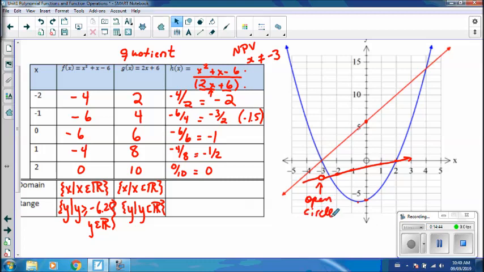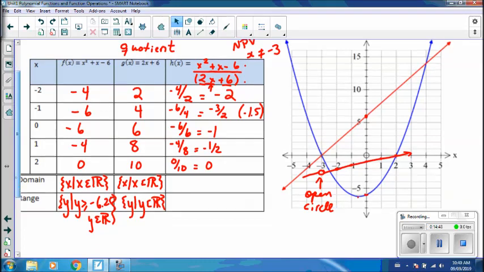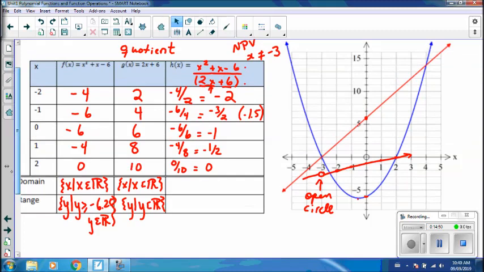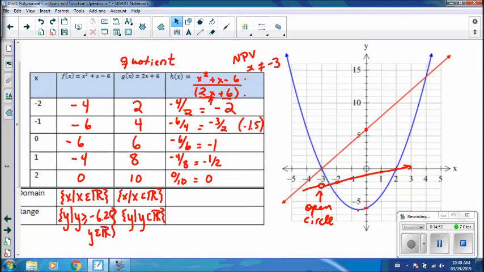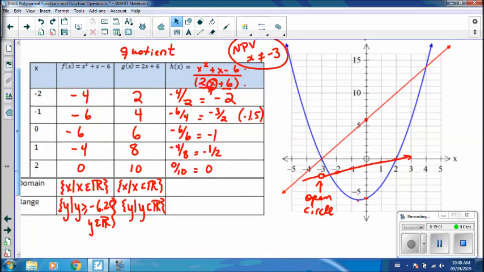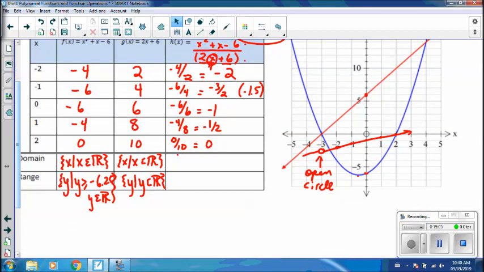So this is going to affect the domain now. That's the one difference between the product one and the quotient one, is that I have to consider, are there any NPVs? Do I have a variable in the denominator in this case? And that's going to affect my domain. So now the domain for this is x cannot equal -3.